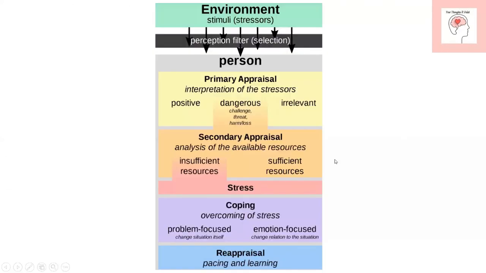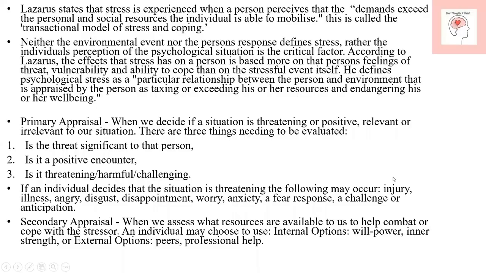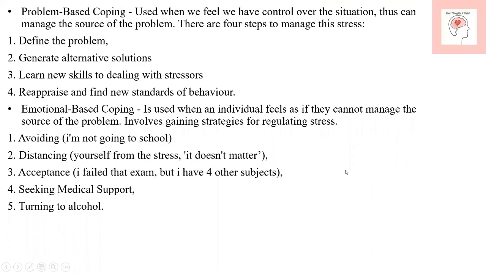So here we learned, let's look at the coping part. We understood that when there is stress, we need to cope. So coping can be of two types. It can be either problem focused, in which the focus will be on changing the situation itself, and the other will be emotion focused, in which change in relation to the situation will happen. I hope it is clear to you. Now let's look at problem focused coping first.